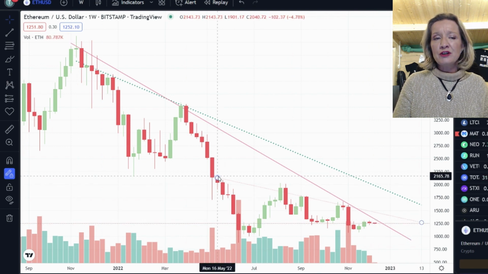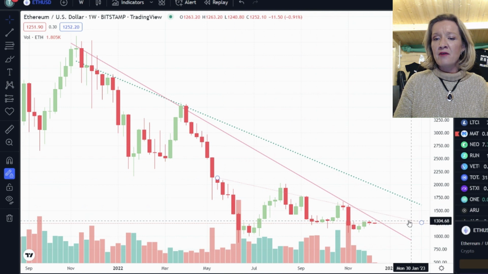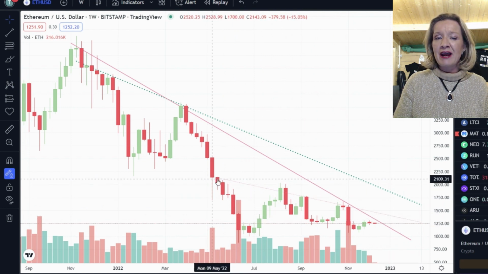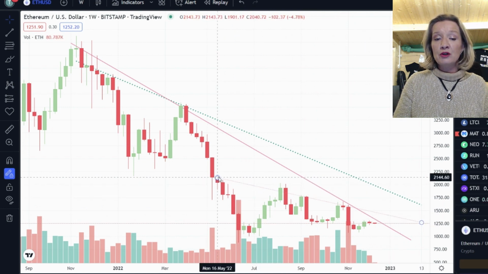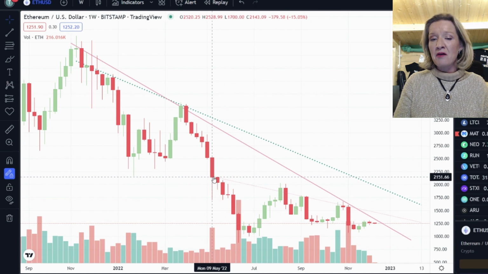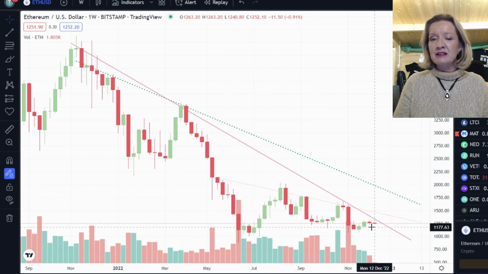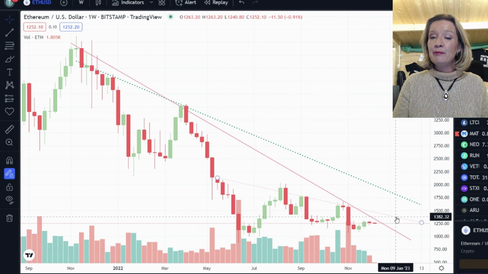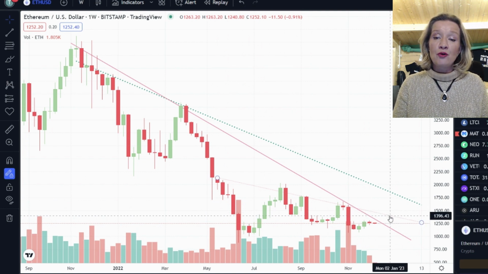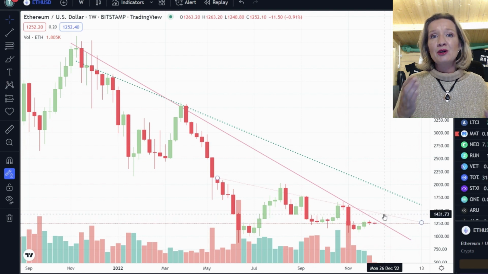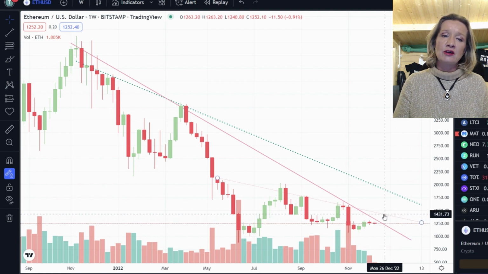But this short-term trend line here that I've also drawn, this really light red one, is a short-term one going back to May of this year. And this is the current pattern that we're in that we need to break out of. So if we can break out above this trend line here, that would be a really good positive indication.